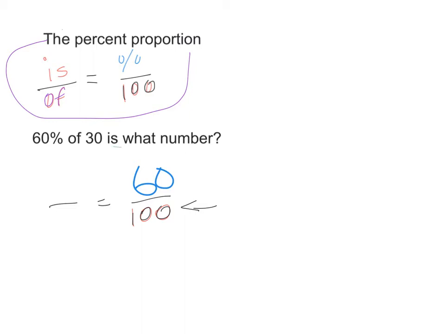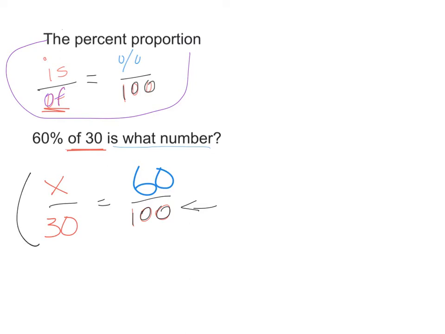So now we have to fill in the rest of the puzzle. We have is what number, and we have of 30. So you'll notice you have of 30 and then of here. So your 30 is going to go there. Is what number is your x? We don't know. So we have x divided by 30 is the same as 60 over 100. So now we have to figure out what x is.